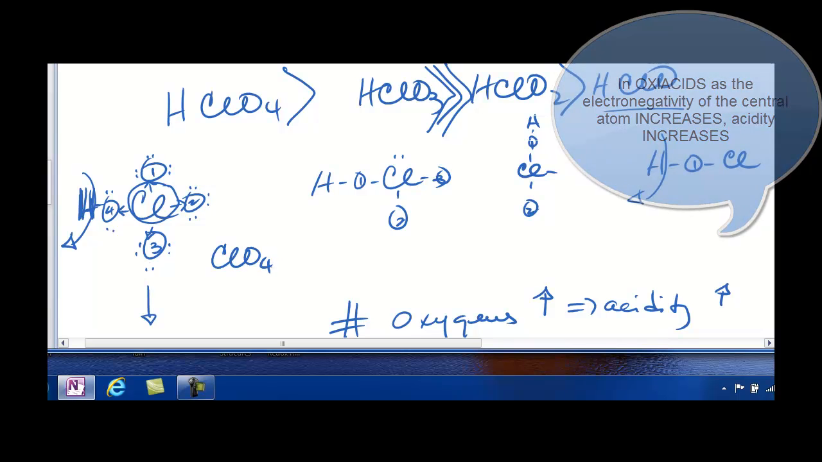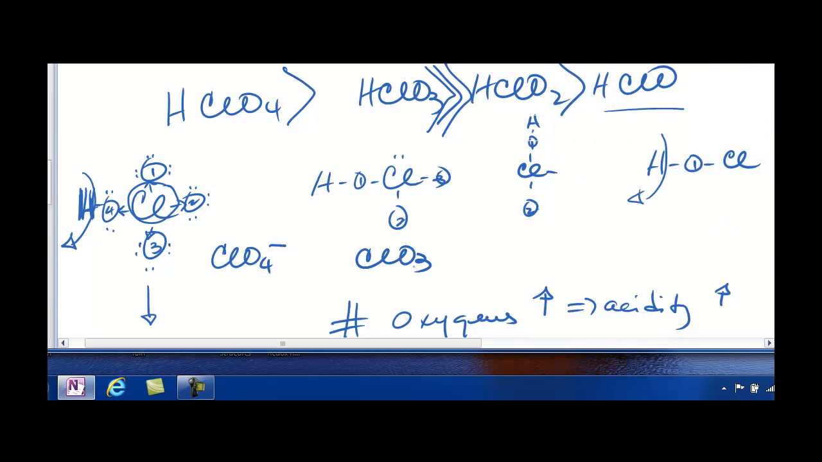This is the conjugate base. That's the conjugate base. That's the conjugate base. And that's the conjugate base. The stronger the acid, the weaker the base. So once you release the hydrogen ion, you don't want it back. Somebody comes to visit me, my in-laws or something, and once they leave, I say, thank you very much, goodbye.